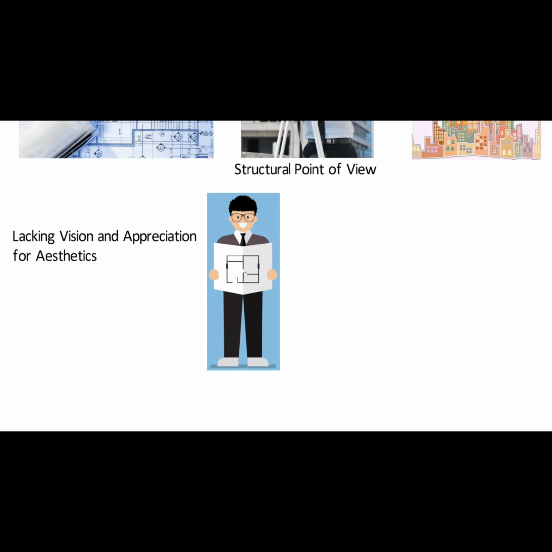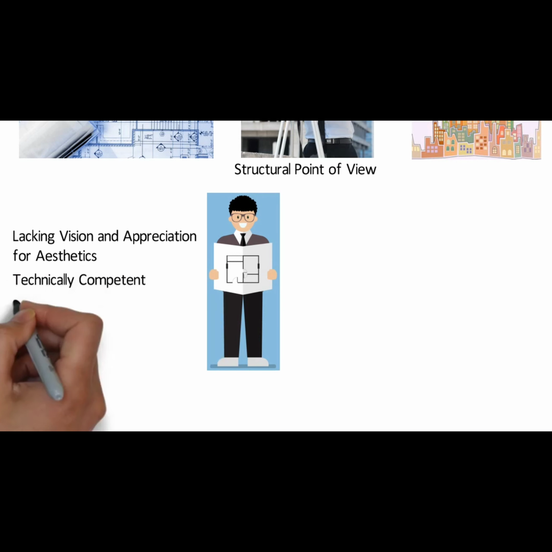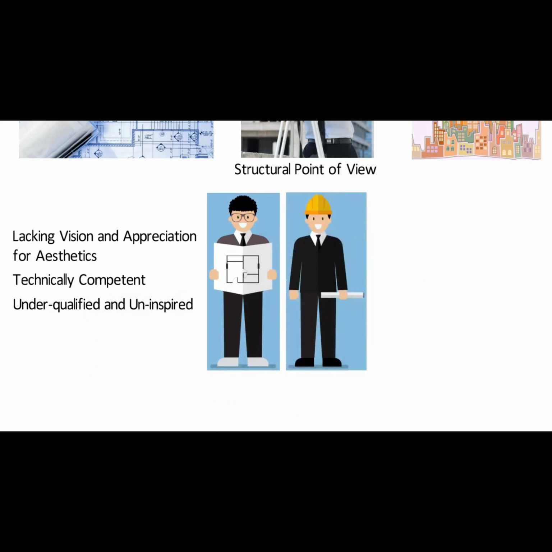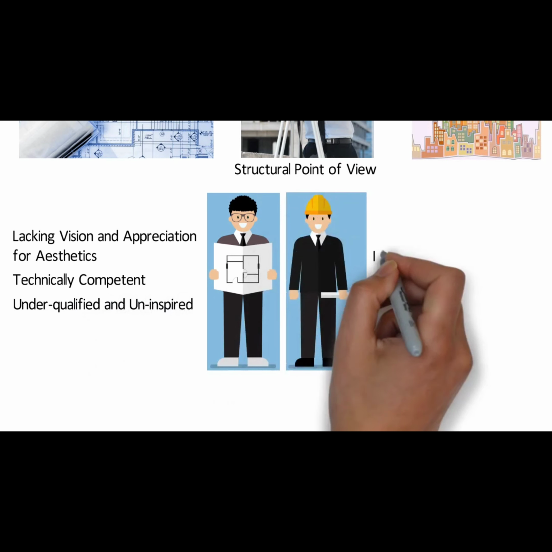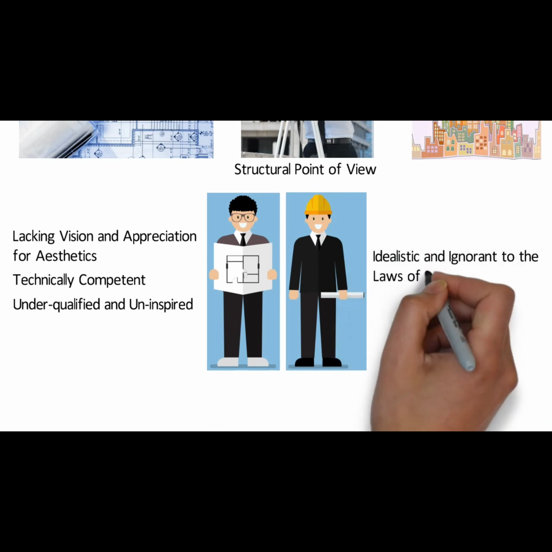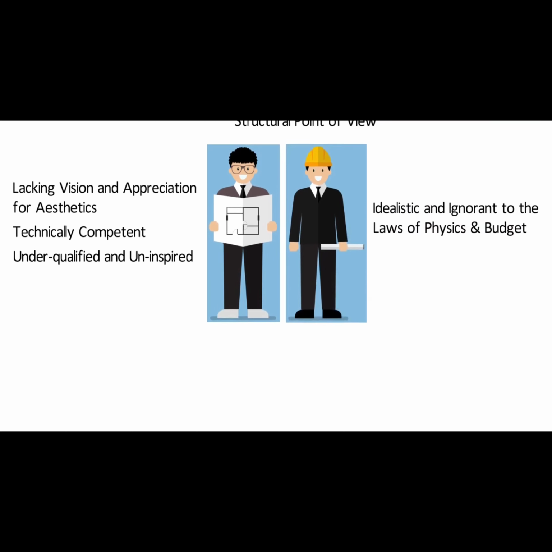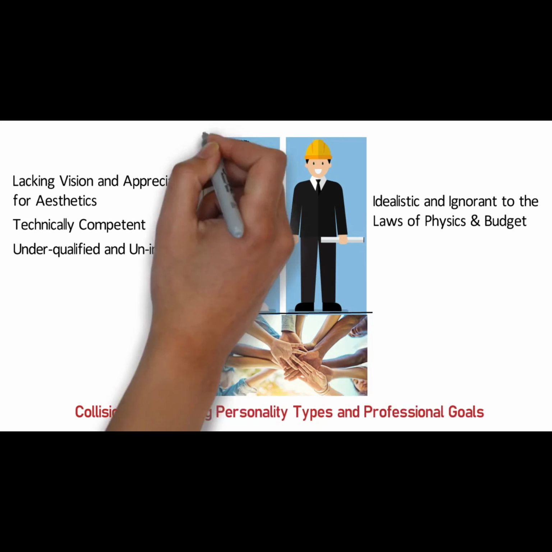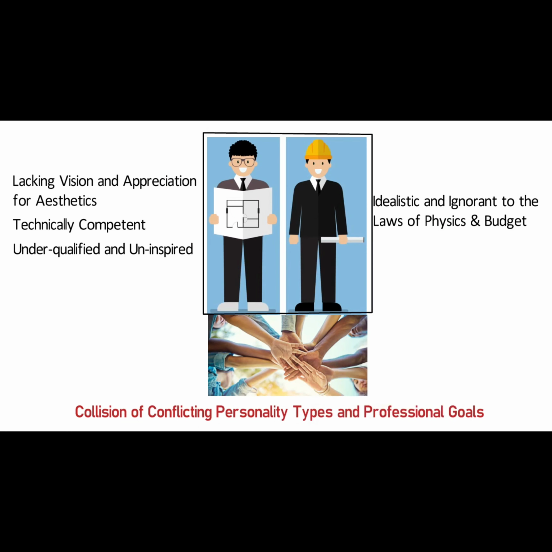They consider them technically competent but otherwise underqualified and uninspired, while structural engineers typically view architects as idealistic and ignorant to the laws of physics and budget. Working together can be a collision of conflicting personality types and professional goals. So in this video, we will discuss the differences between structural engineers and architects, their roles and responsibilities.